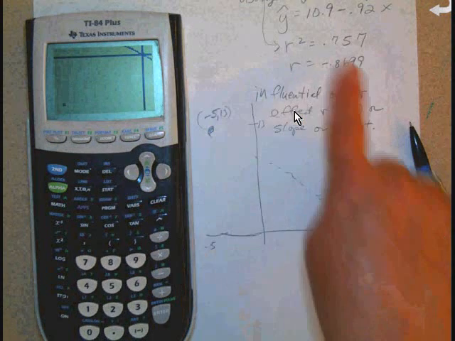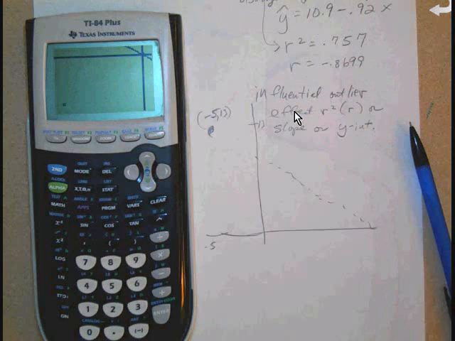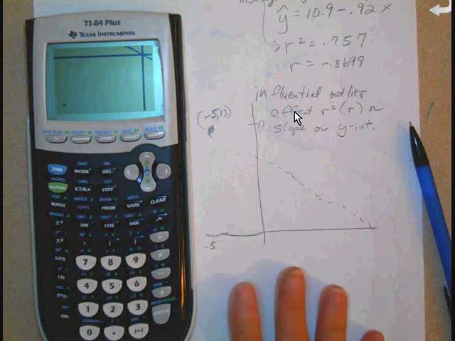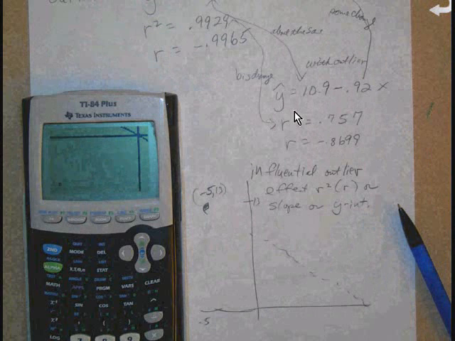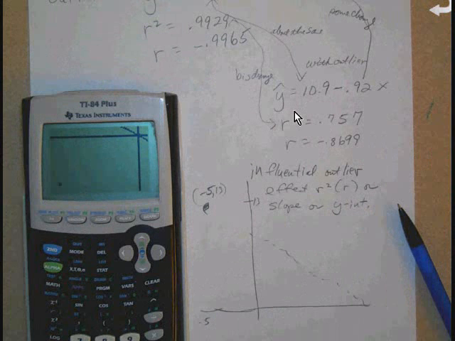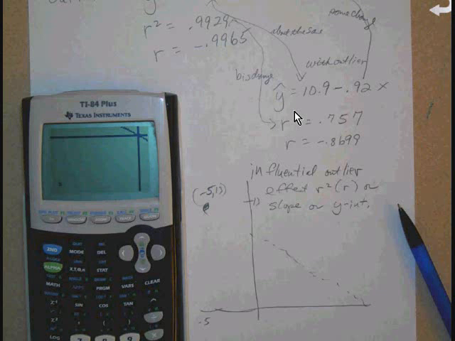But if you only look at your correlation, you haven't seen the whole picture. You better make sure you check the slope and the y-intercept to decide if it's really influential or not, because sometimes it may not affect your R squared, but it has wholly affected the line. So there's the lesson there. That's enough.